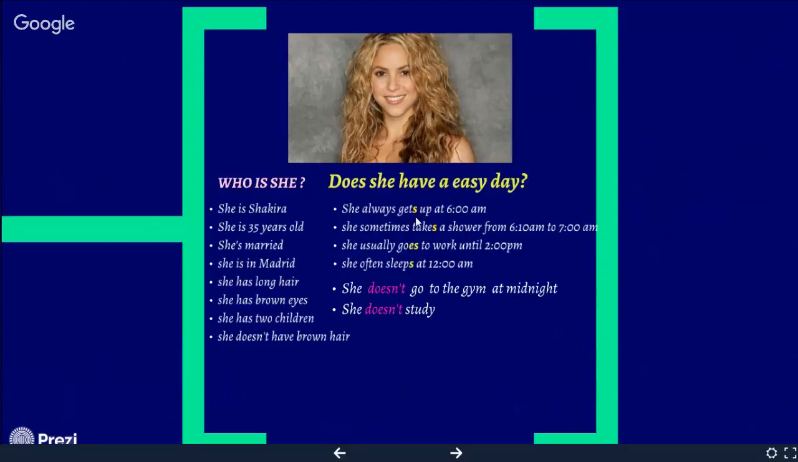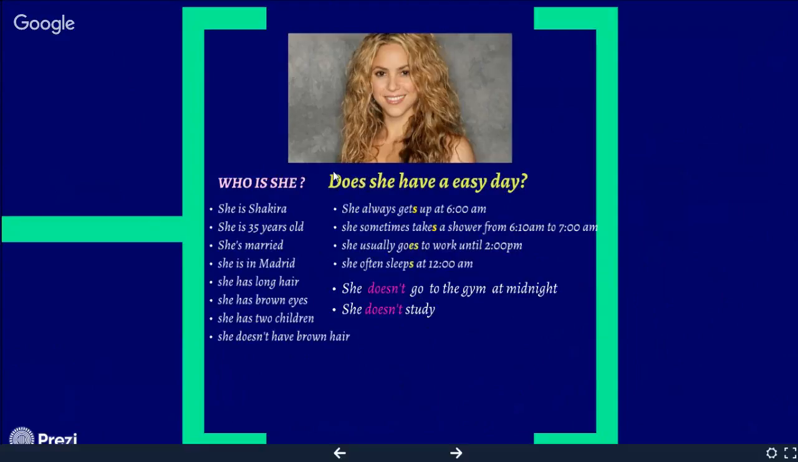She always gets up. Gets, because it's affirmative, I have to add the letter S. She always gets up at 7 a.m. She sometimes takes a shower at 10 a.m. She usually goes, because remember the rules, to work until 2 p.m. She often sleeps at 12 a.m. She doesn't, because it's negative, she doesn't go to the gym at midnight. In this case, the word go, when it's negative, is the same. She doesn't study.